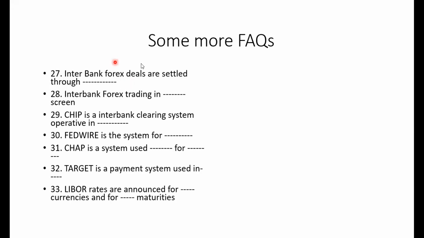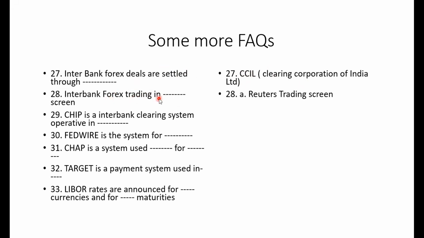These are frequently asked. Question number 1: the settlement by banks in India for forex interbank settlement is through CCIL, Clearing Corporation of India. 1 mark. Interbank forex trading is on which screen? That also they asked 1 year. Reuters, Reuters trading scheme. Some odd words, some odd concepts you have to always remember.